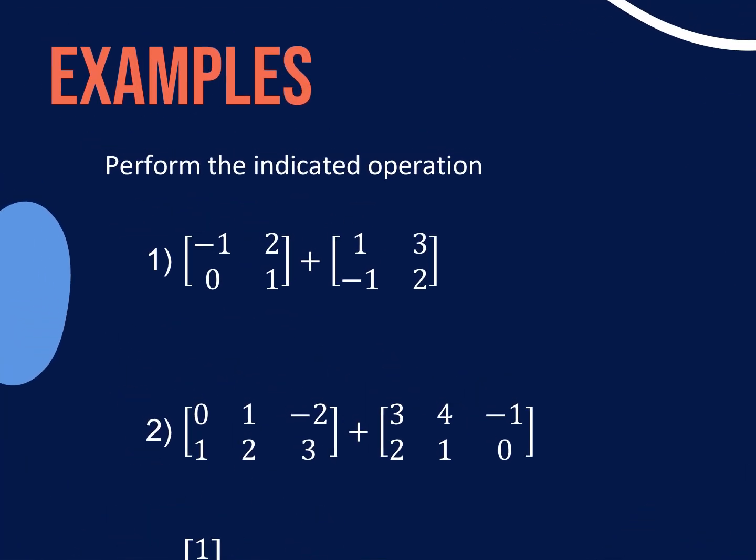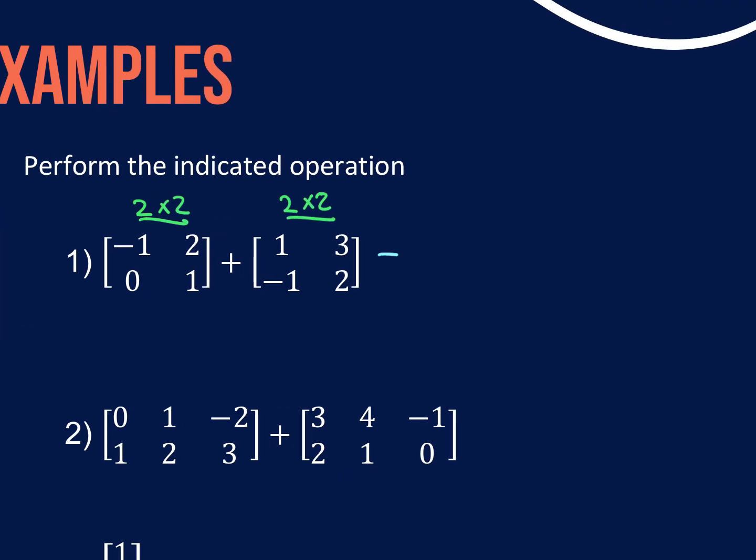If you look at this first one, it looks like we're adding 2 matrices. We first want to check if this is even possible. So let's check. The first matrix has 2 rows of numbers and 2 columns, so this is a 2 by 2 matrix. The second matrix also has 2 rows and 2 columns. Since these dimensions are the same, we can perform this operation.